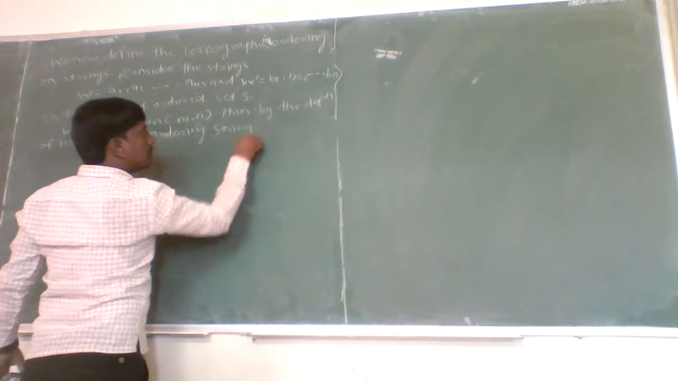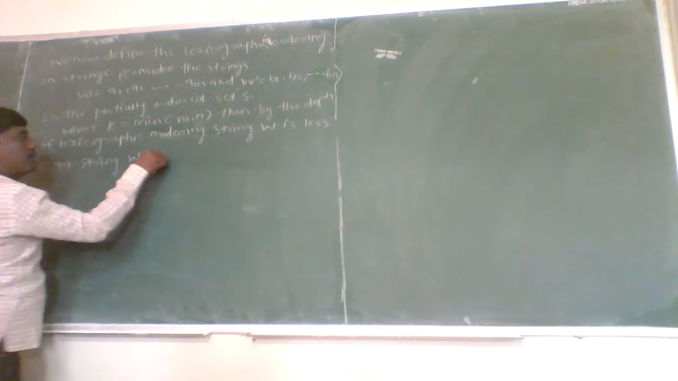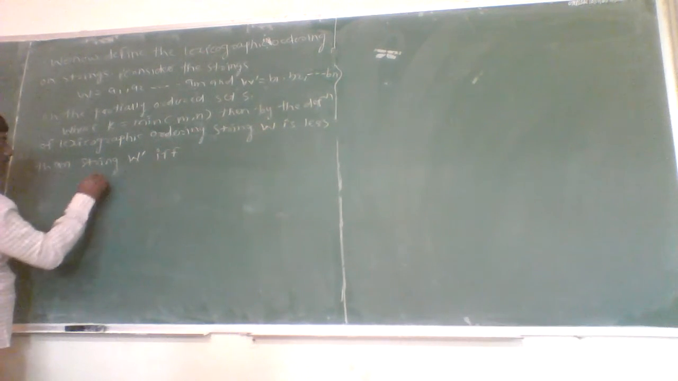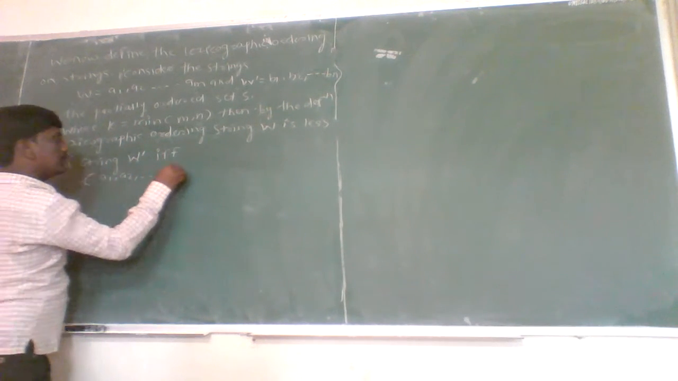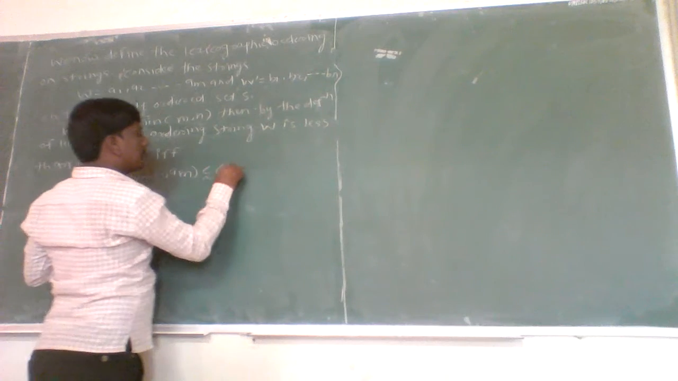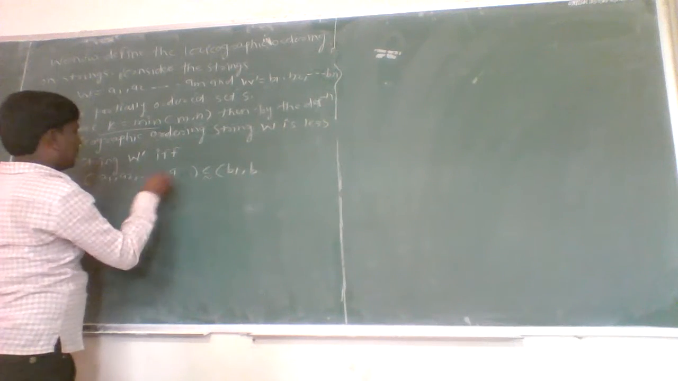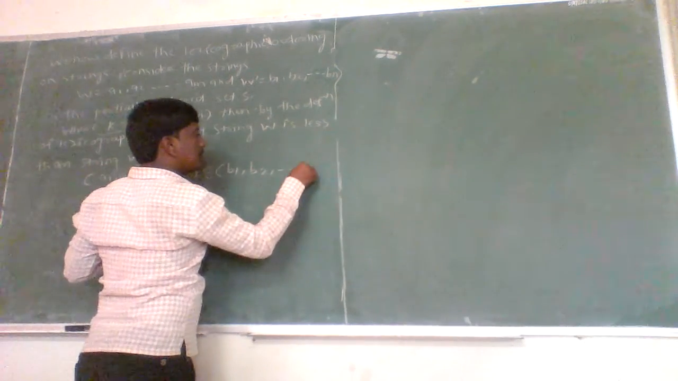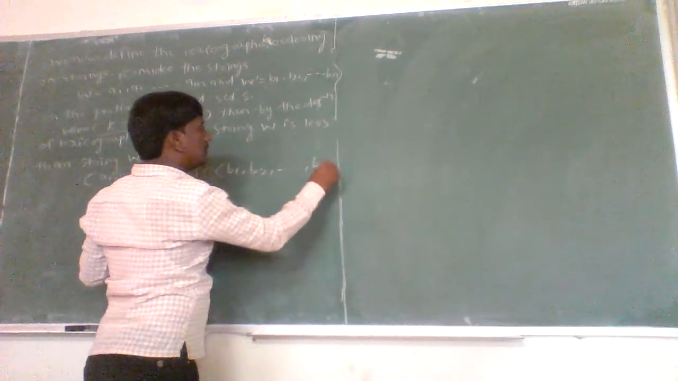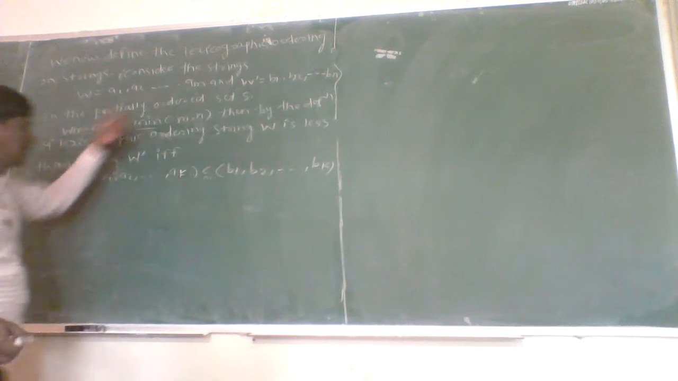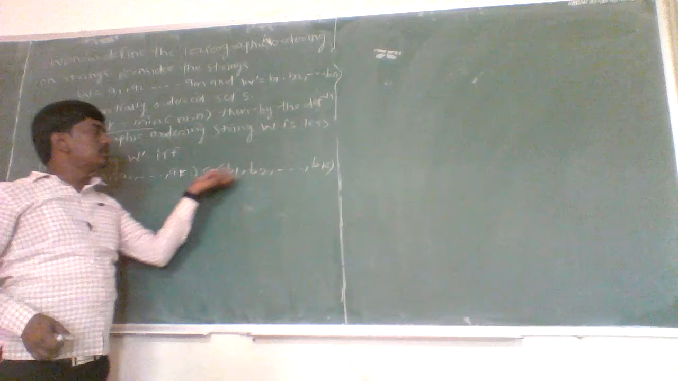string W is less than string W dash if and only if A1, A2 up to so on AK precedes B1, B2 up to so on BK, since we have taken K as the minimum of M and N. So between these two strings, the first string W is less than the second string W dash if this ordered pair A1 A2 up to so on AK precedes B1 B2 up to so on BK.